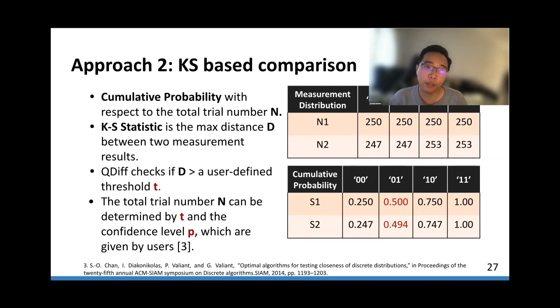QDiff will report divergence if D is larger than a user-given threshold, and the total shot number n can be determined by the threshold T and the confidence level P given by the users. In our evaluation, we set P equal to 2/3, as it is a commonly used constant in statistical research, and we set T equal to 0.1 to avoid false positives.